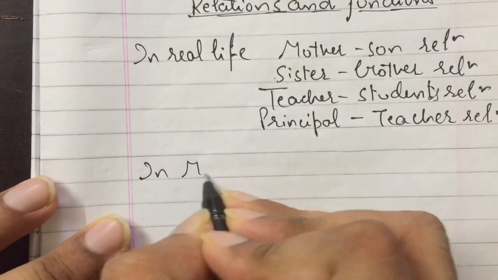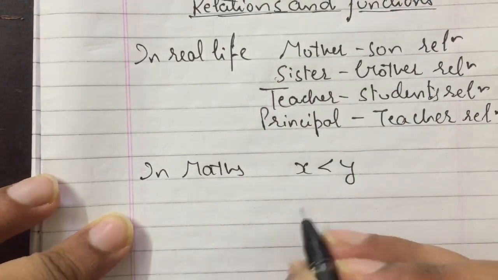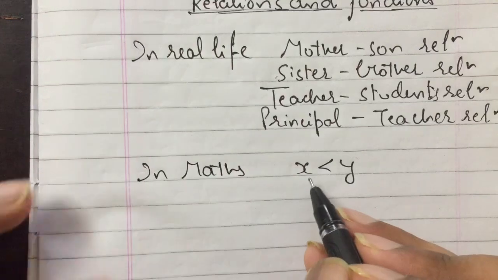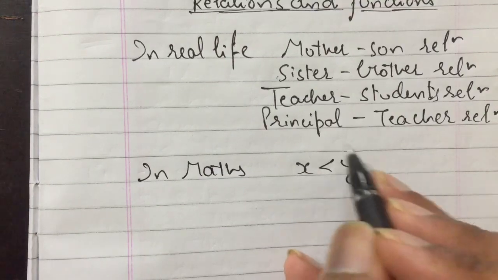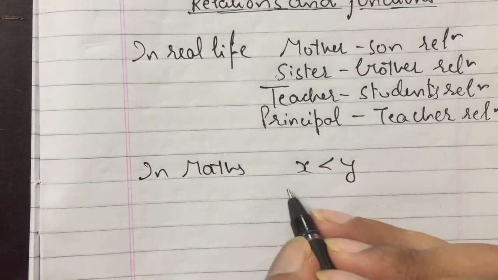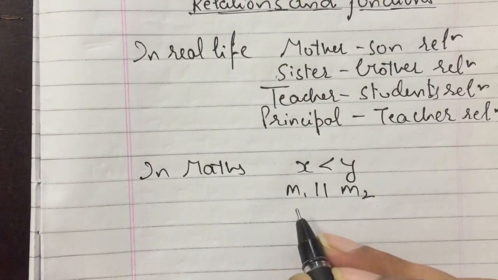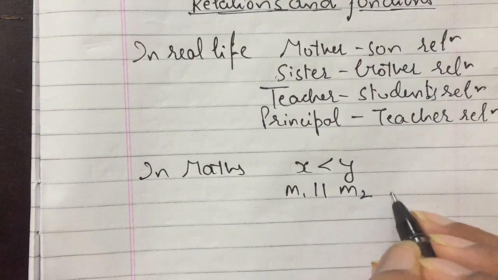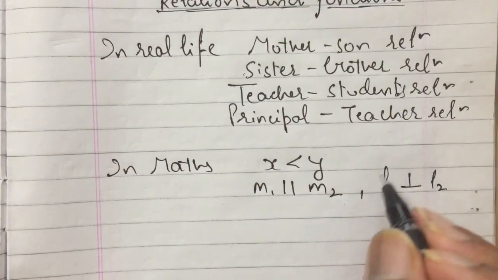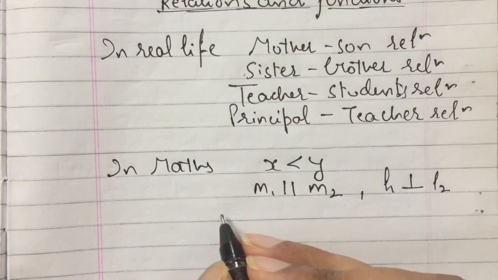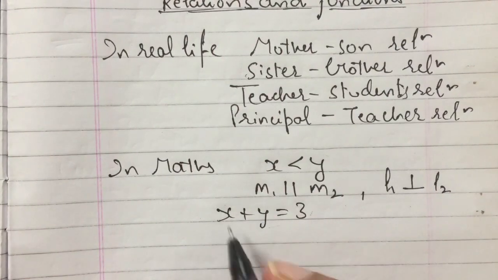In maths we can say, suppose x is less than y. So x is less than y is a relation. X is less than what? Y. And y is greater than whom? X. So this is a relation between x and y. Suppose m1 is parallel to m2. This is a relation between these two lines. Say two lines, L1 is perpendicular to L2. This is a relation between L1 and L2. X plus y is equal to 3. This is a relation between x and y.